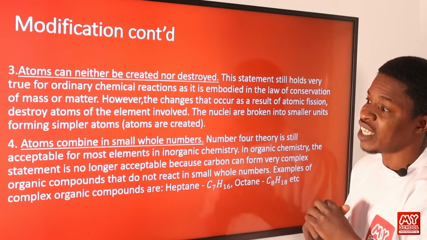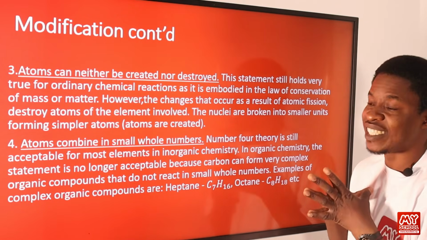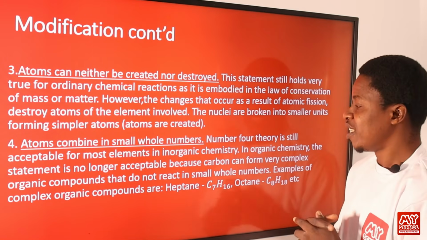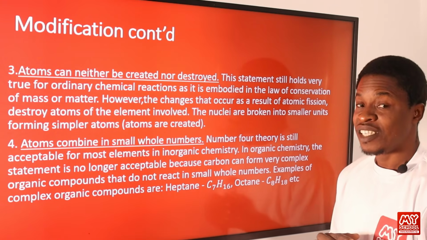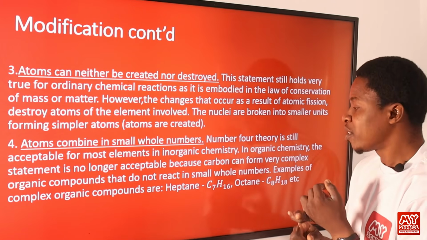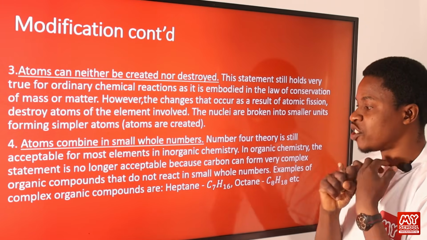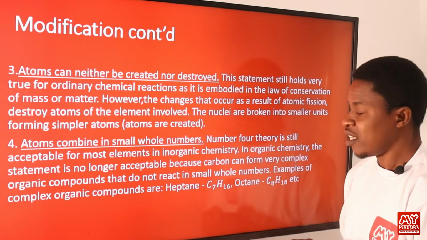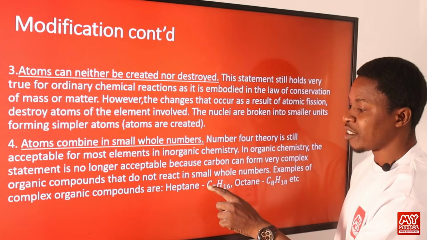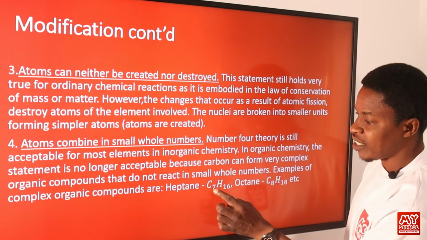And the fourth one is actually that atoms combine in small whole numbers. Well, the fourth postulate is still acceptable for most elements in inorganic chemistry. Okay, but if you talk about organic chemistry, no, that does not hold, because the statement is no longer accepted, because carbon can form very complex organic compounds that do not react in small whole numbers. For example, we have complex organic compounds such as heptane. Heptane has 7 atoms of carbon with 16 of hydrogen. Now, if you look at this, this is not a small whole number. This is 7, this is 16.